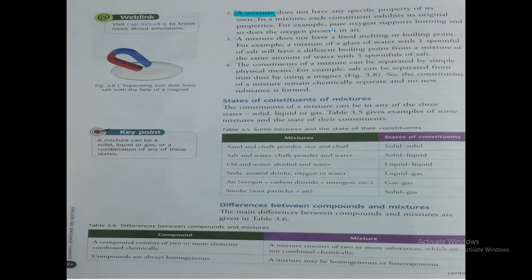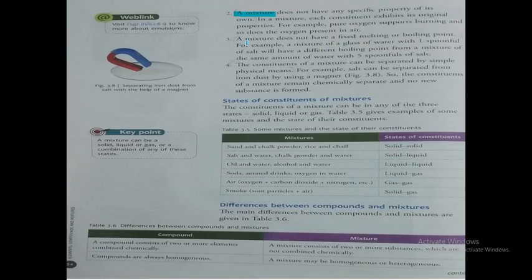But in a mixture, what happens? They are not present in any fixed proportion. Here the example of oxygen has been taken. Oxygen in its pure state supports burning, and when it is present in a mixture, which is air, it still supports burning. So its property doesn't change. Whenever a constituent forms a mixture, its properties remain unchanged. This is what the second point is telling you.